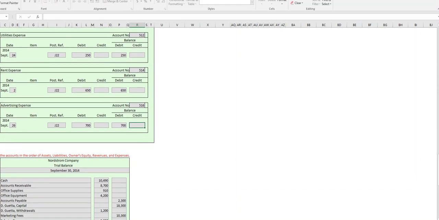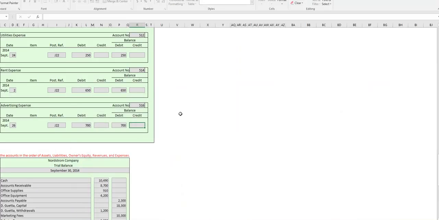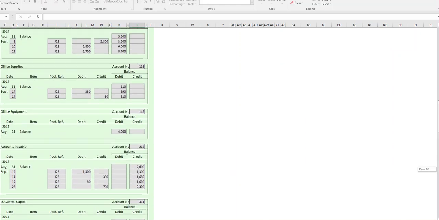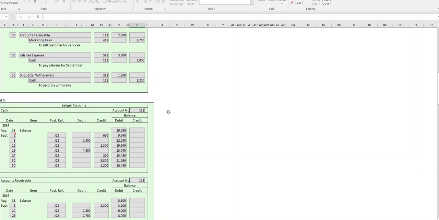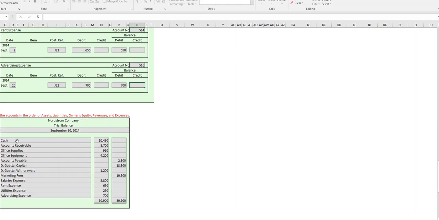And so after that, we finish up our assignment by doing number 5. Prepare a trial balance. So remember, the trial balance is just the ending balances of all of my ledger accounts, and I list them in the order that they are listed in the ledger. So cash goes first. So I come down and select cash. And then the next on the list is accounts receivable, and I keep going, and I put their ending balances. And notice that it balances out at $30,900.